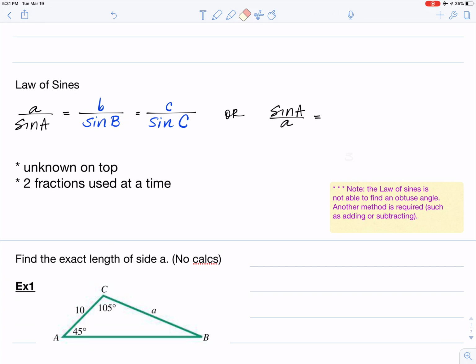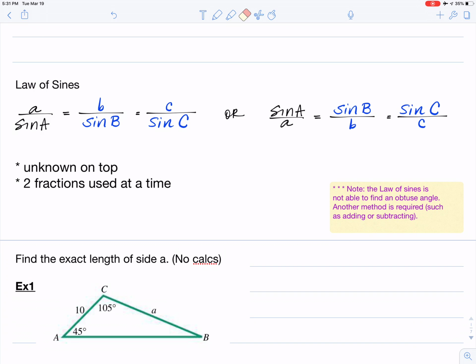Now understand that I can take all three of these fractions and I can get the reciprocal of all three of these fractions. So another way that you might be able to use the law of sines is to have the angles on top. So the sine of angle A over the side A is equal to the sine of angle B over side B and the sine of angle C over side C.